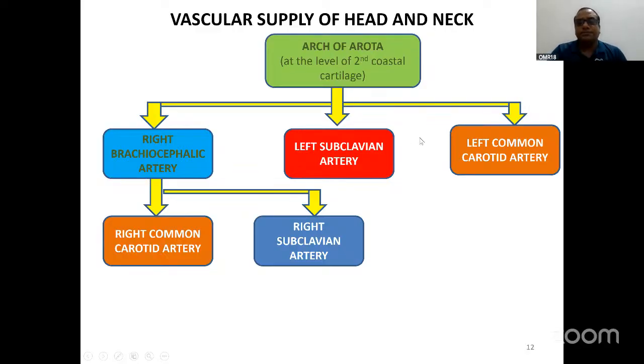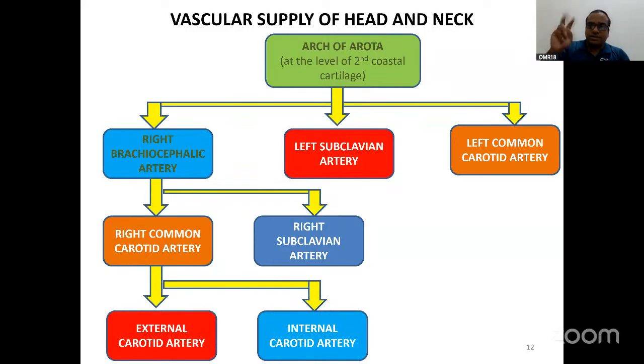You should learn that. So now right common carotid artery we should learn now. This right common carotid artery again has two kids: external carotid artery and internal carotid artery. Extremely important. So we are going to study this external carotid artery.